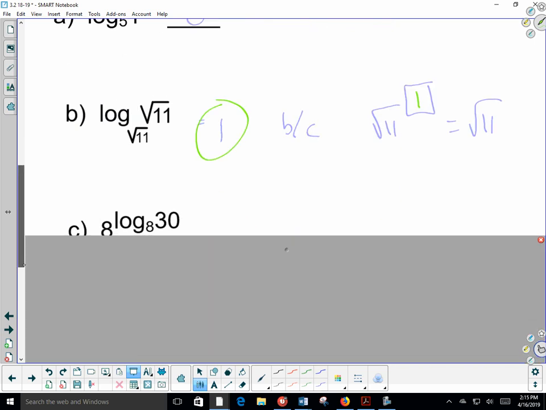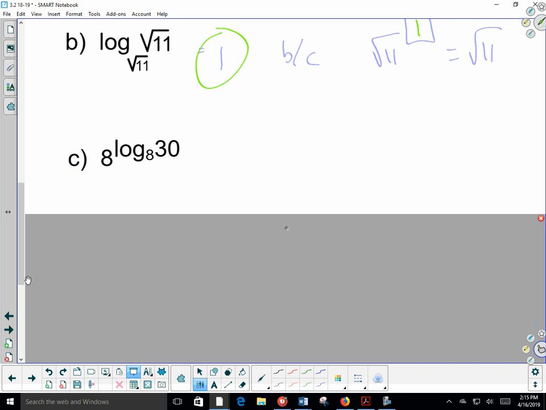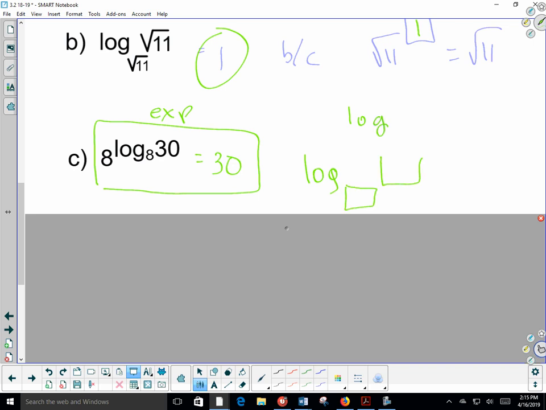Let's take a look at letter C. I've got 8 raised to the log to the base 8 of 30. This should look like one of our properties. What's this going to be equal to? 30. If you want proof of that, let's take it from this exponential form and rewrite it in log form. So I want log to the base what of what equals what? Chris, back to you.